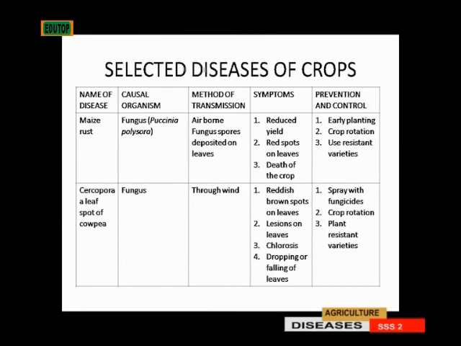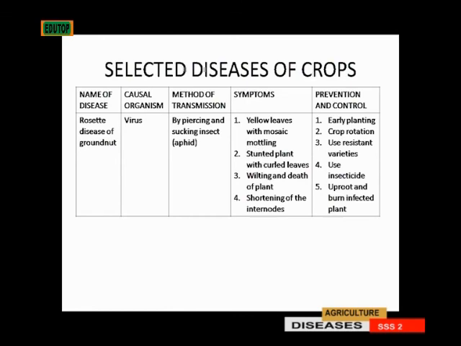How do you control it? First, you spray the leaves of the plant, or the plant, with fungicides. Then you do crop rotation so that the crop you planted last season is not the same thing you are planting this time around, so you don't establish the disease. Then you plant a resistant variety of cowpea.